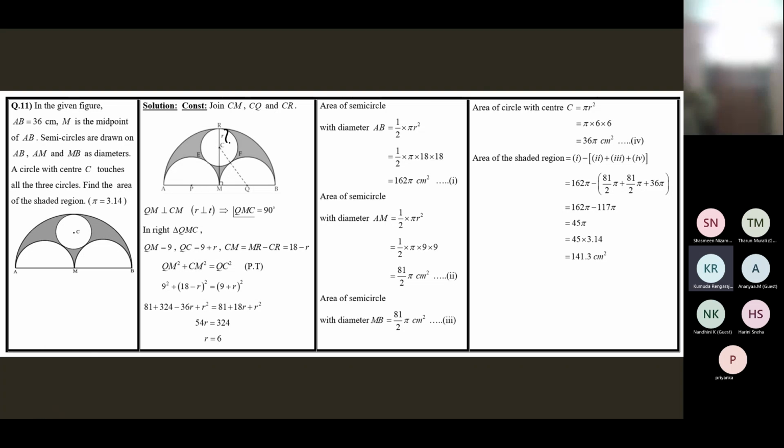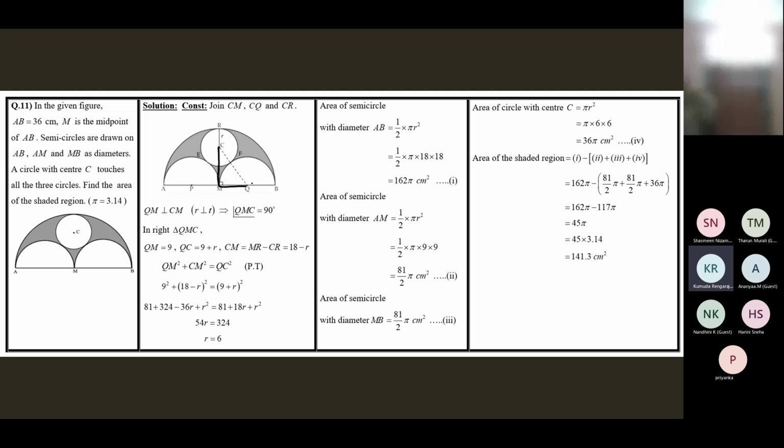See here? This full thing, MR, is 18. And this portion is R. So the remaining portion CM is the whole thing, 18 minus R. That's what you can see here, 18 minus R. So we found this side of the right triangle. We found the expression for CM.